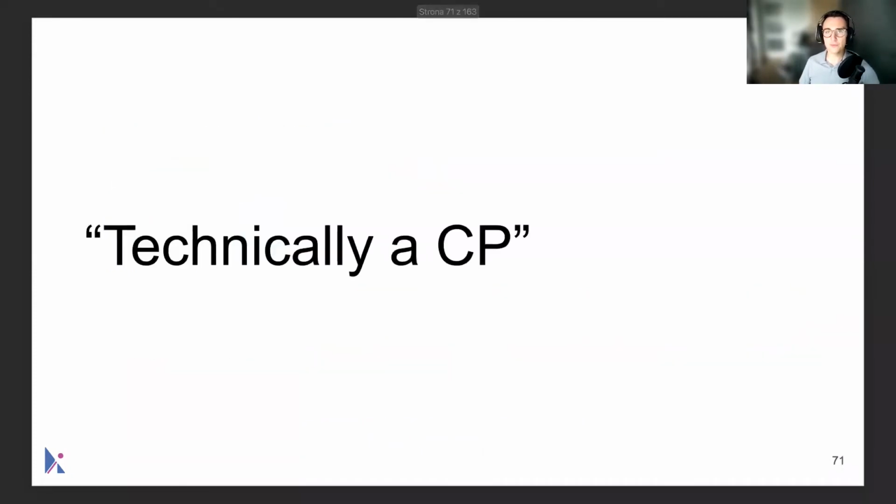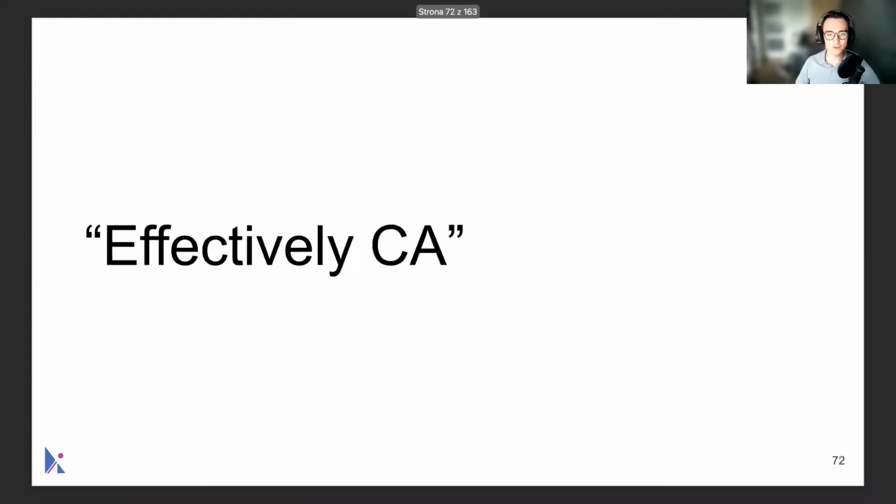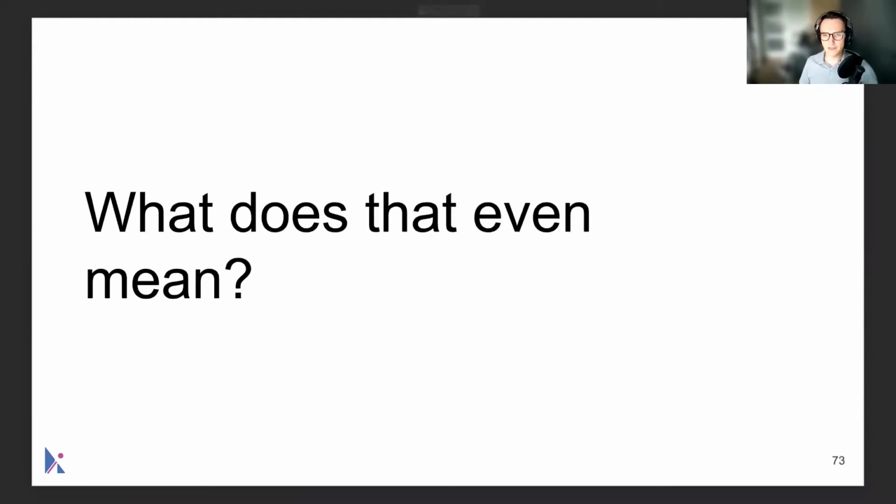If we jump into the details of this paper, we will see that Spanner is technically a CP system, but also effectively CA. What does it even mean? How is it possible that with the CAP theorem in place, a system could be categorized in two different ways?